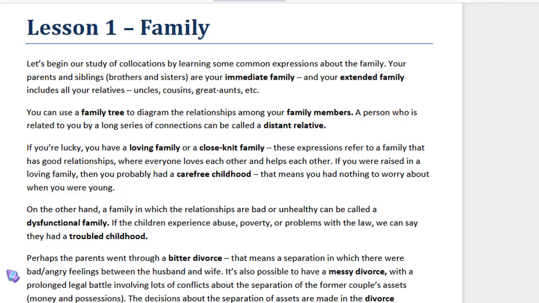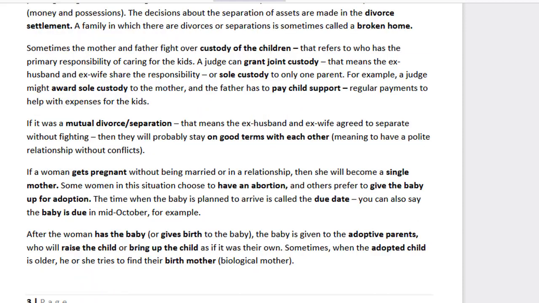It's also possible to have a messy divorce, with a prolonged legal battle involving lots of conflicts about the separation of the former couple's assets, money, and possessions. The decisions about the separation of assets are made in the divorce settlement. A family in which there are divorces or separations is sometimes called a broken home.